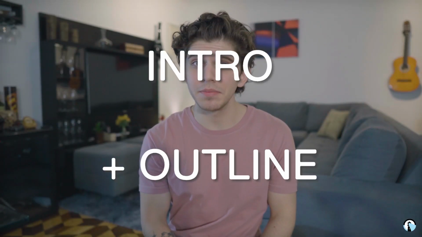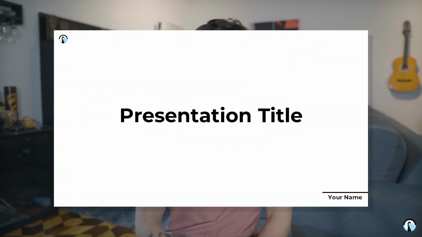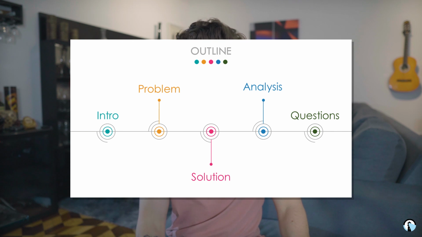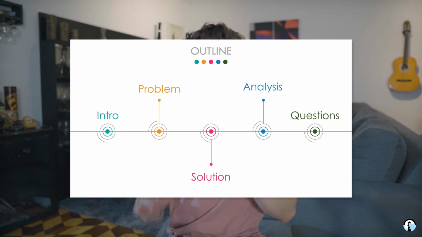Intro plus outline. On the intro, the very first slide, you probably want the title of your presentation and your name. Fair? The second slide should probably be an outline. And I'm sure you've seen someone do this, like, hey guys, first I'm gonna talk about this, then I'm gonna talk about this, then I'm gonna talk about this, and then there's questions.